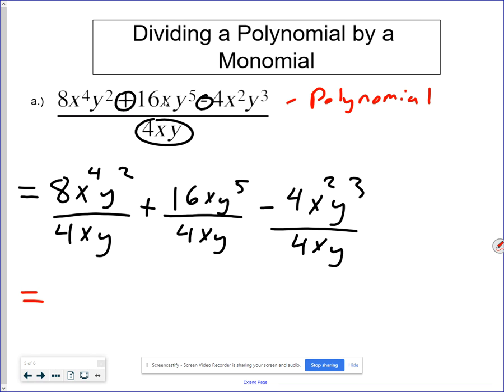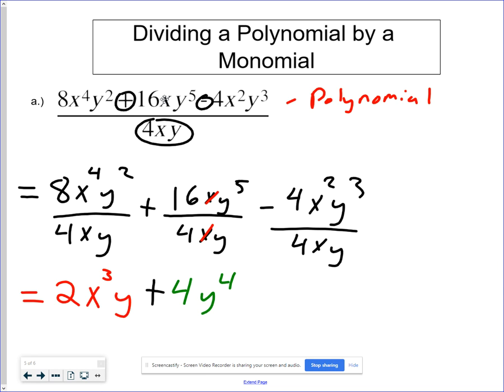So if we look at this first one here, 8 divided by 4 is 2. We have 4 x's on top and 1 on bottom, so one of the x's on top will cancel with the 1 on bottom. So we'll have x cubed. We have 2 y's on top and 1 on bottom, so that'll be y, plus 16 divided by 4 is 4. We have 1 x on top and 1 x on bottom, so our x term will just cancel out. And then we have 5 y's on top and 1 y on bottom, so we're left with a y to the 4th. So that x term, since there's 1 on top, 1 on bottom, is just gone.